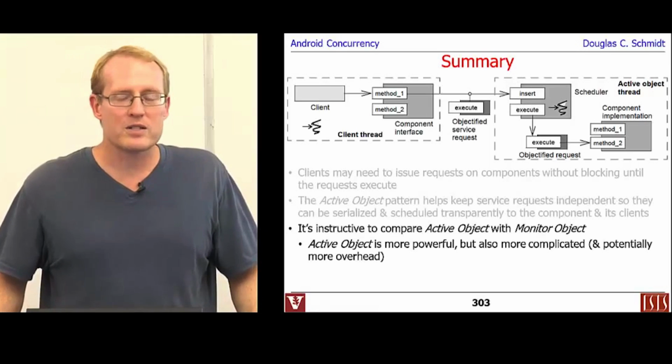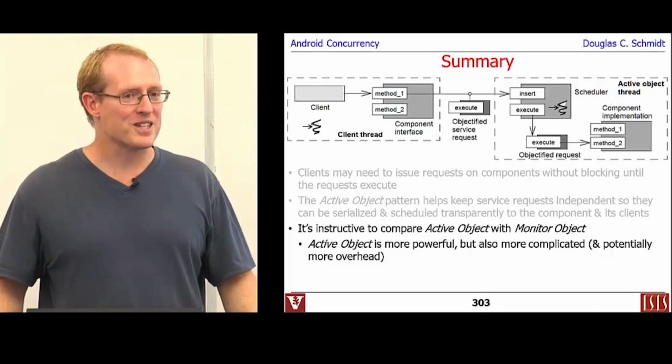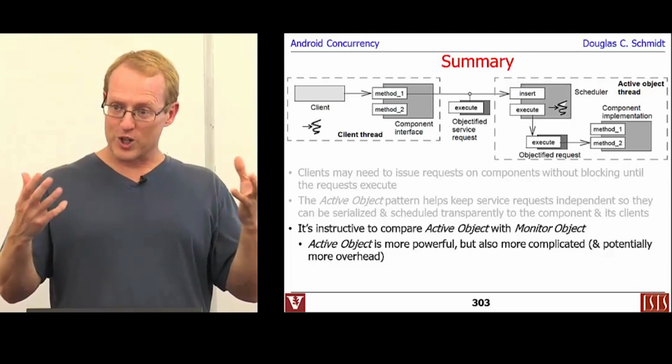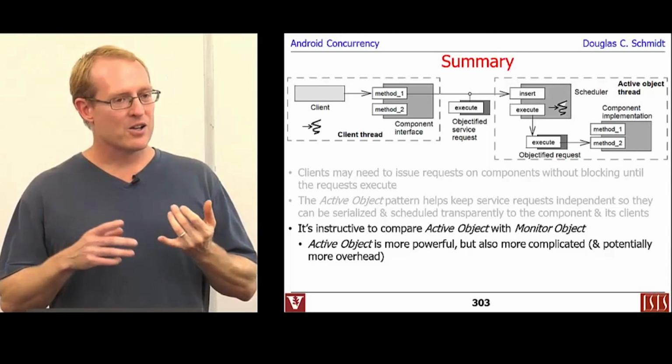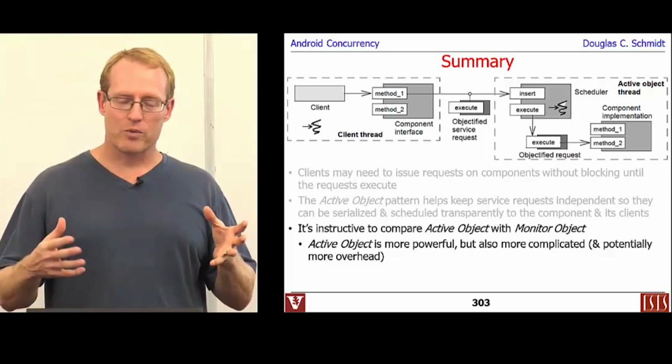And as I mentioned before, it's instructive to compare and contrast active object with monitor object. The main difference is that active object is more powerful. It can run things more concurrently, but it's also more complicated, and there could be some additional overhead for the reasons we talked about before.